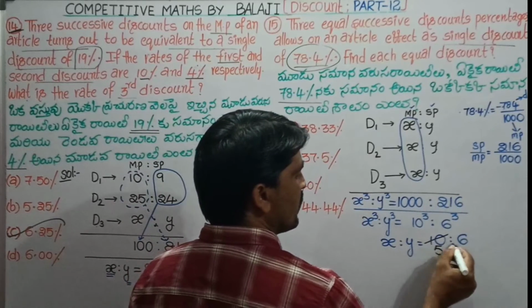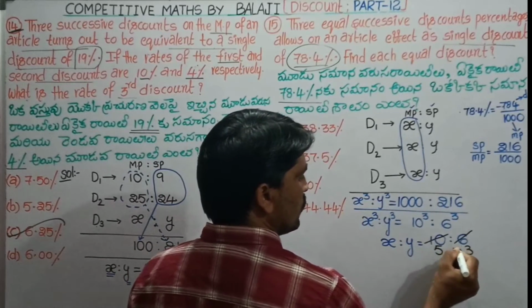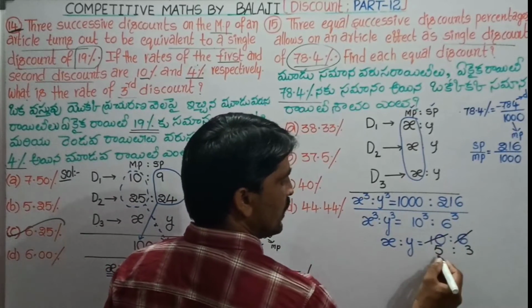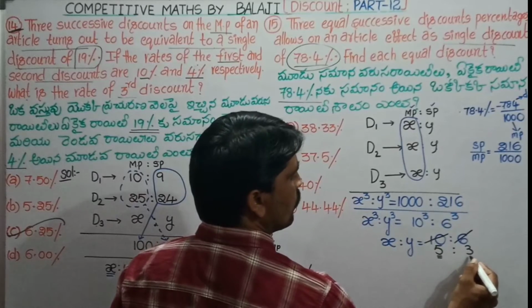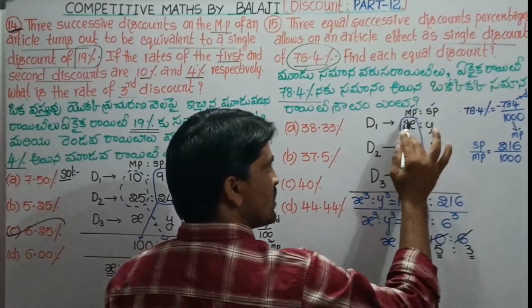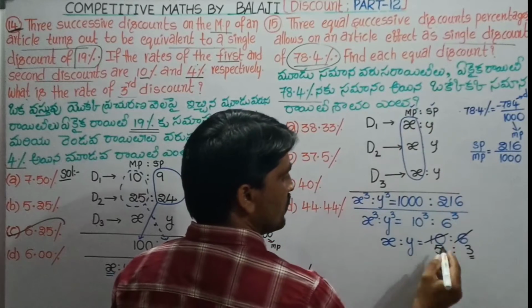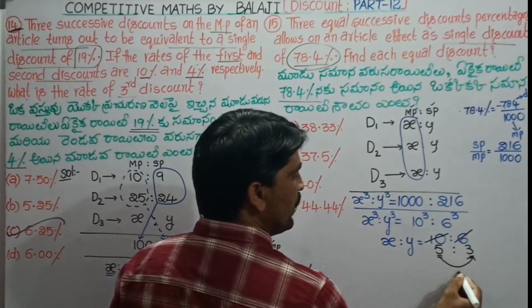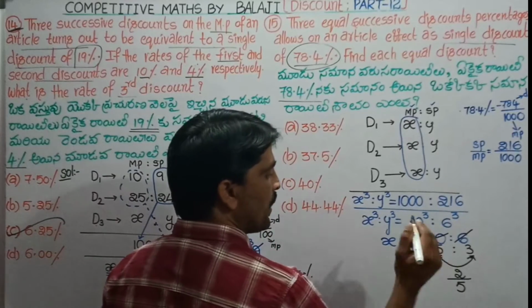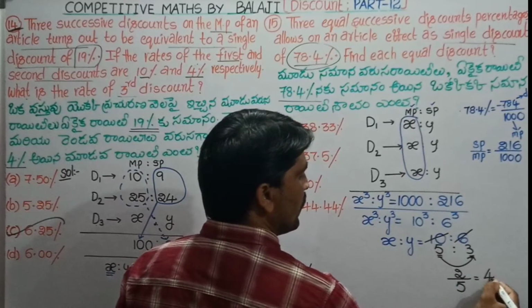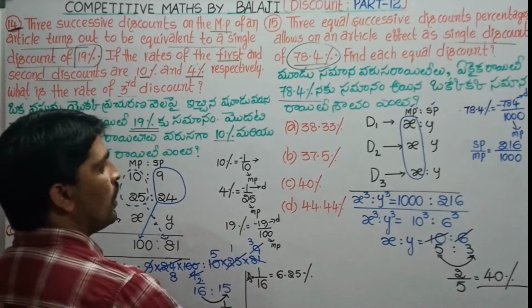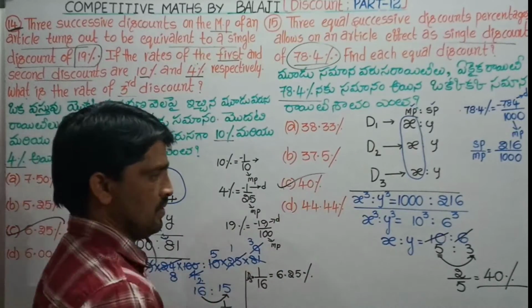2 5s are 10, 2 3s are 6. So 5 is to 3 is the X is to Y. That means if 5 units are market price, then 3 units are selling price. Since X is market price, Y is selling price. There is 2 unit discount over 5 unit market price. So 2 by 5 is nothing but 40%. So each equal discount is 40%.